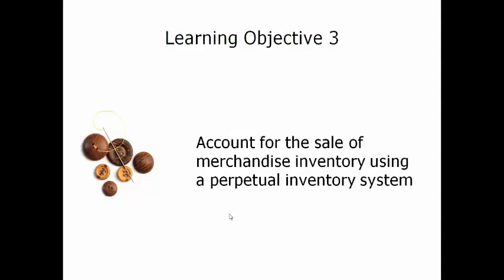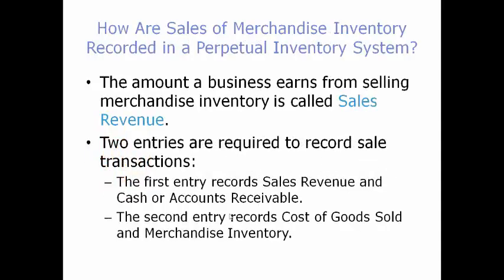Learning objective 3: account for the sale of merchandise inventory. Well, how do we deal with sales? Sales has two parts. If we sell something on account, in other words, we're going to expect to get money for it in the future, we're going to have an accounts receivable, and we're going to debit accounts receivable and credit sales.